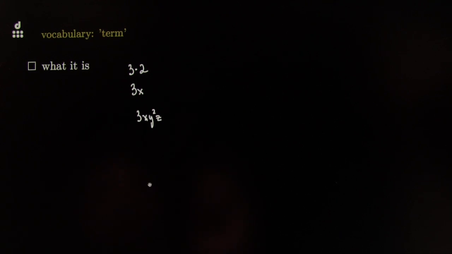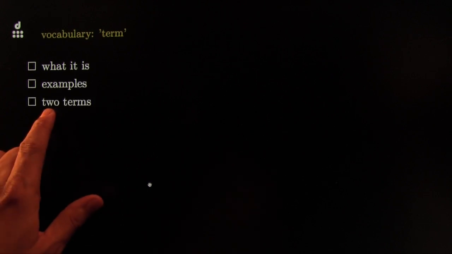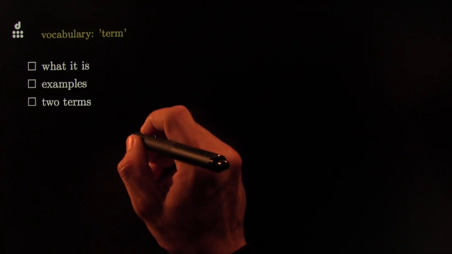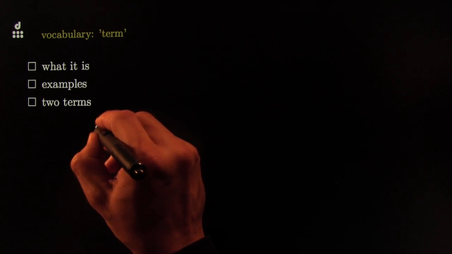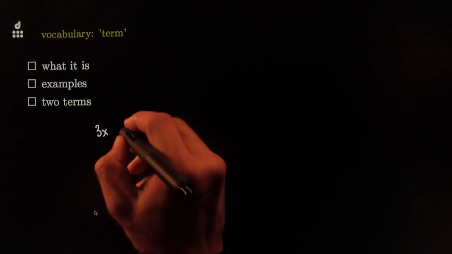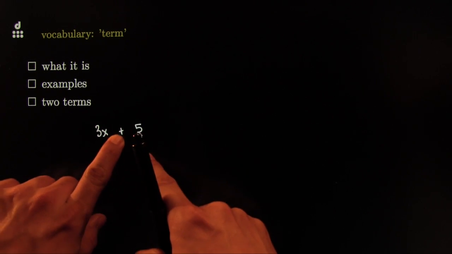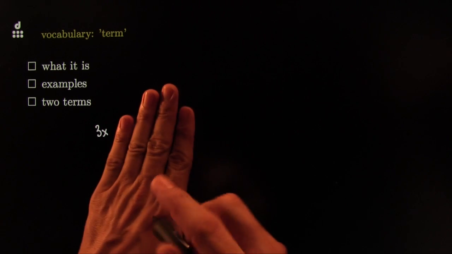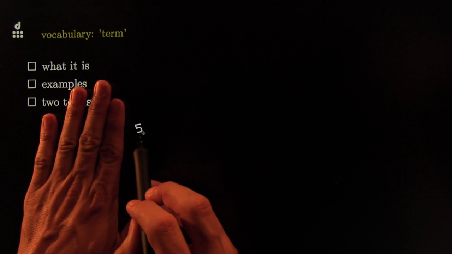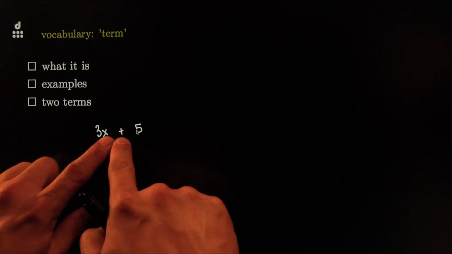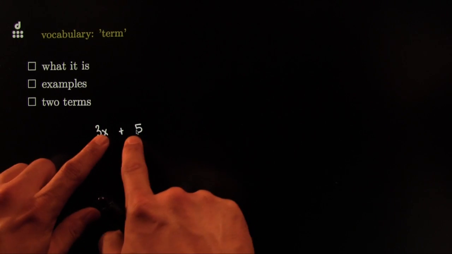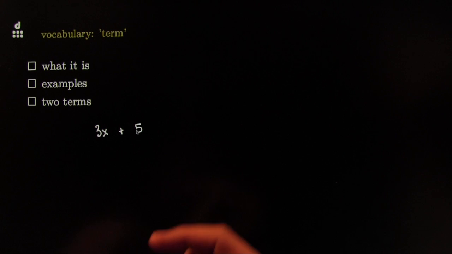Okay, if that's a term, then let me think. You saw some examples. How do you get 2 terms then? Well, 2 terms would look something like this: 3x, that's one term, plus 5. Those are not glued together with times. Those are glued together with plus, so they're not called terms. That one right there is a term, and that one right there is a term, and so the plus separates the terms. So this is called 2 terms.